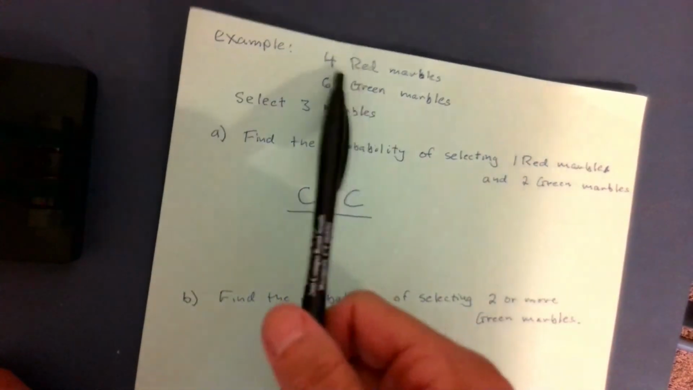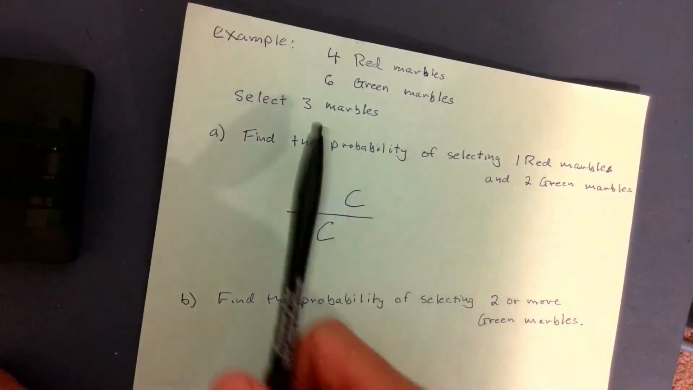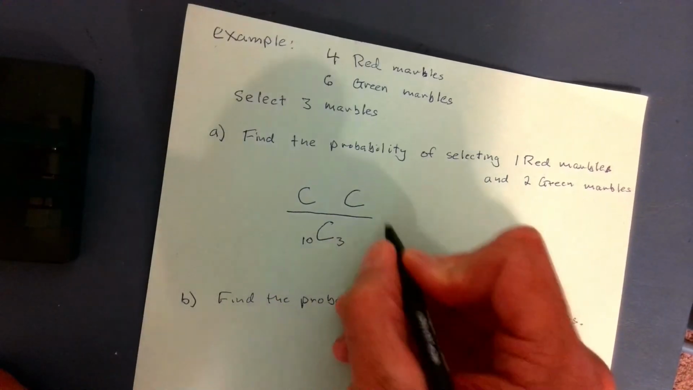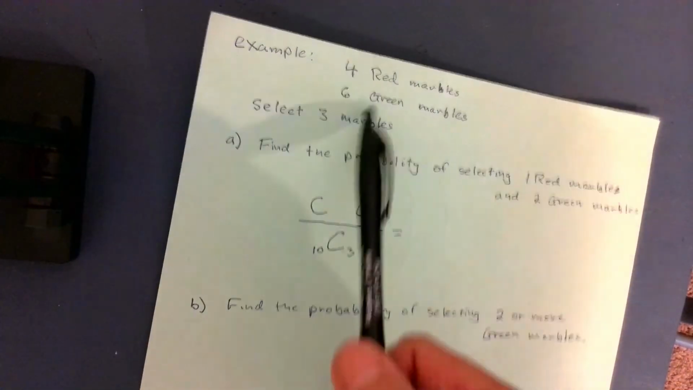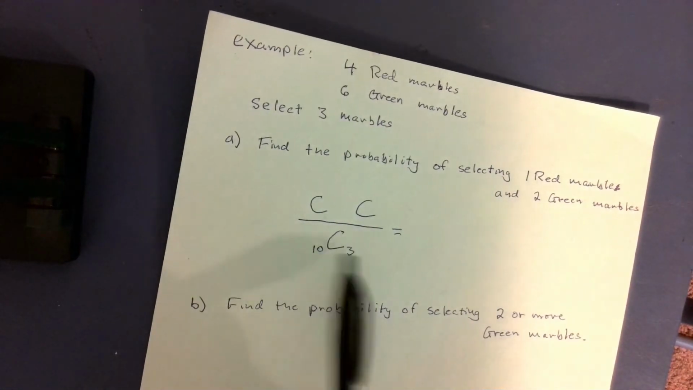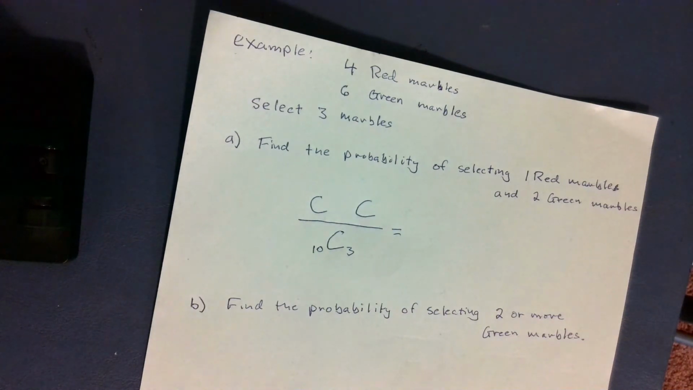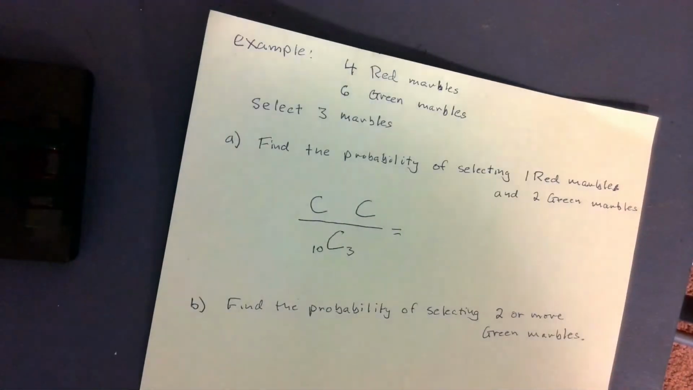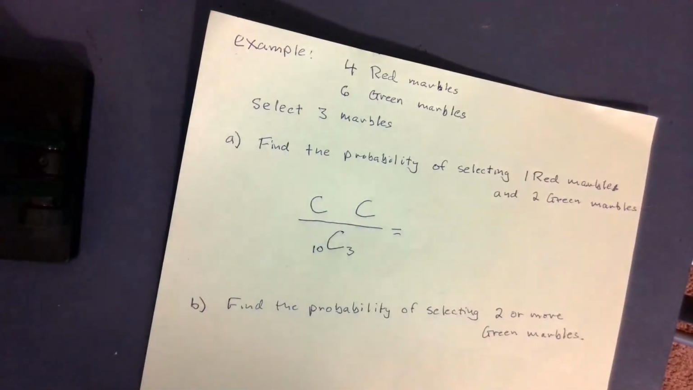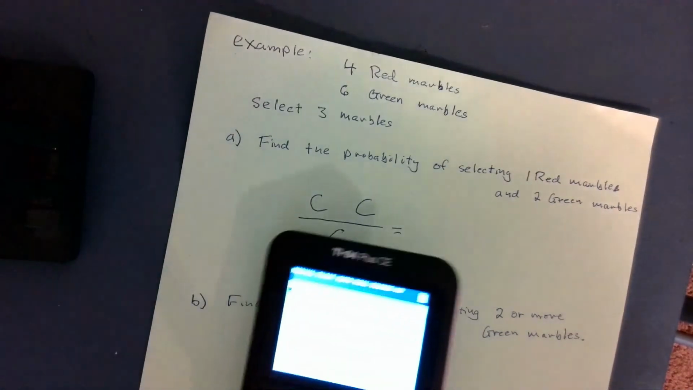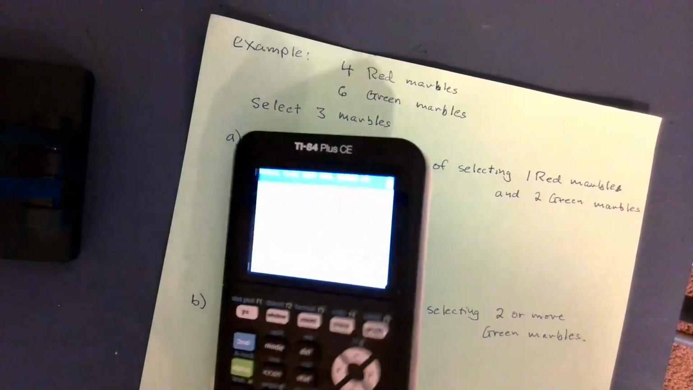So we have a total of 10 marbles, and we're selecting 3. So the denominator will be 10C3. If we listed all the possible outcomes in the sample space, this is how many outcomes we would have. So 10C3, I'll use my calculator.